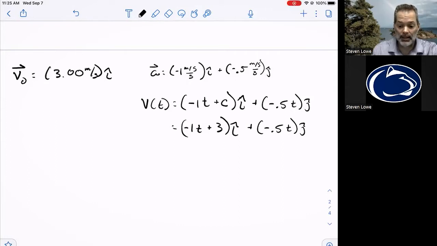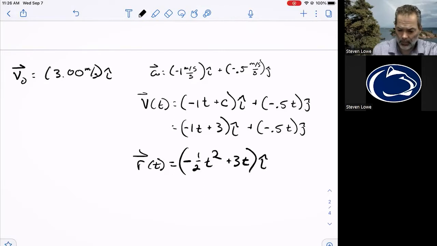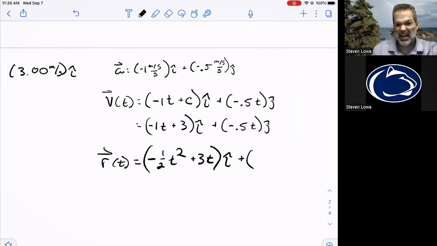Now I can integrate for the position function, and I know that I want to integrate each term independently. When I integrate my x direction, I get -0.5t squared plus 3t plus my initial position, which in this problem was given to me as 0. And I get half of a half, which is a quarter, or -0.25t squared j hat.